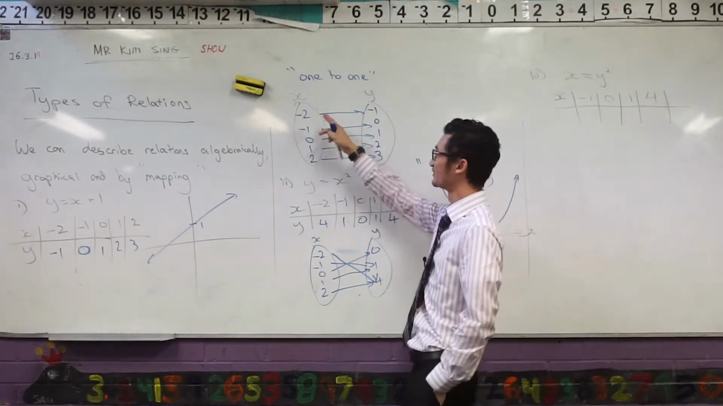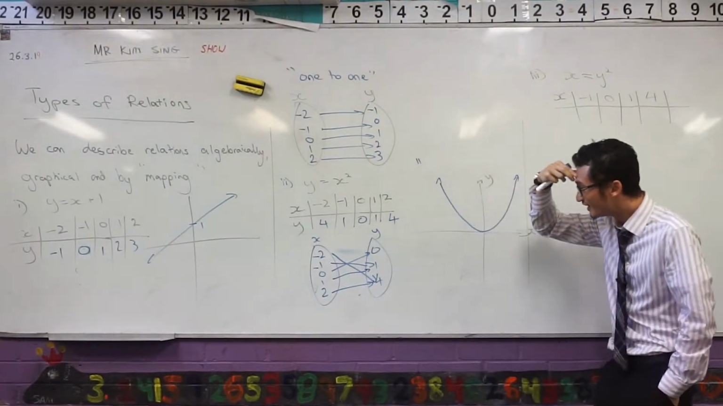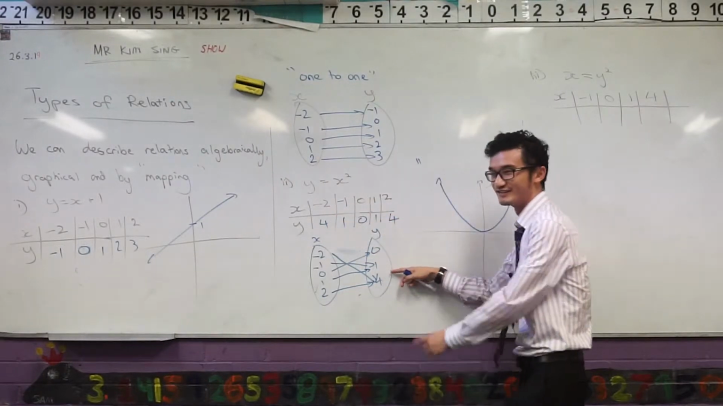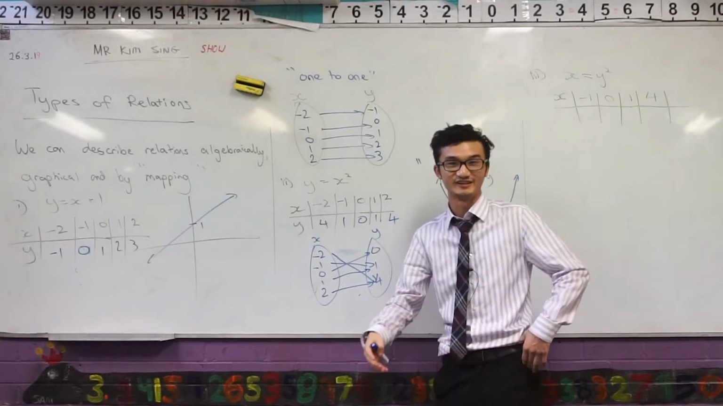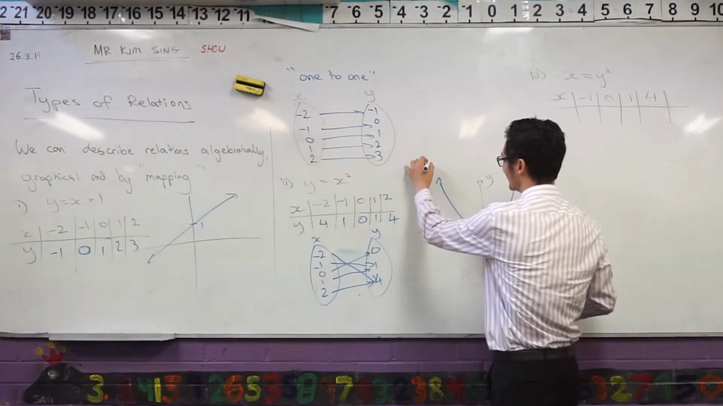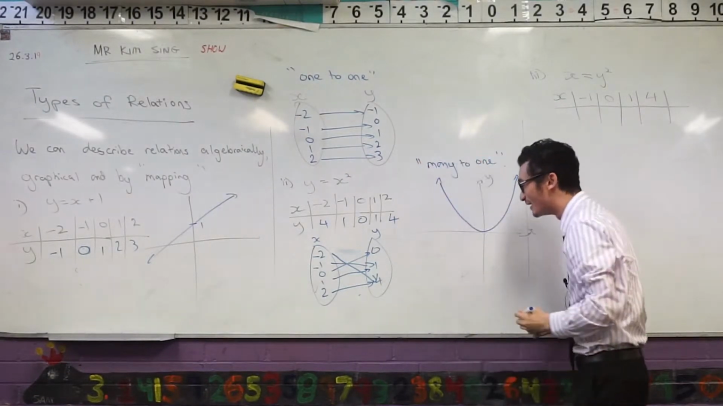So this is 1 to 1 because you can think about it as one arrow matching up with one thing here. But this one, you've got multiple pointing to the same one. 2 to 1, or in this case it's 2 to 1, but it can be more than that. In this case we're going to call it many to 1.